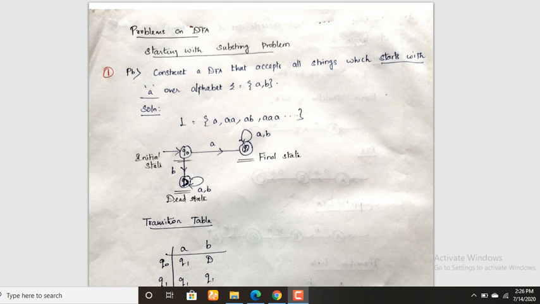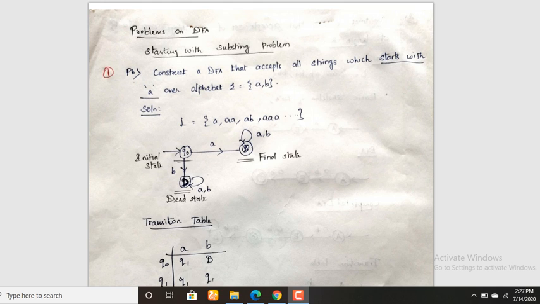So what's the first point in these DFA problems? The first point is you have to write the language for the given problem. So what is the language? Starting with A means we should include A also: A, AA, AB, and so on. Many possible strings are there. So definitely this language has an infinite number of strings. So the first step is over: write the language for the given problem.